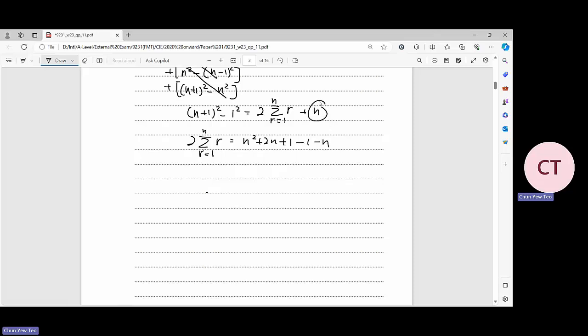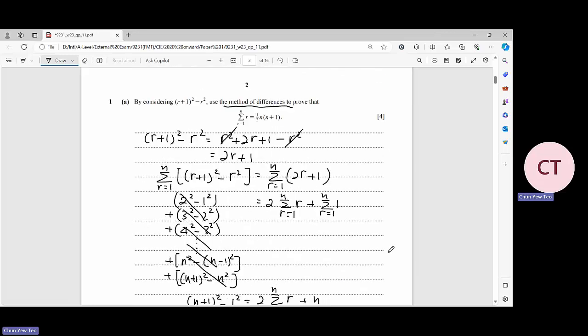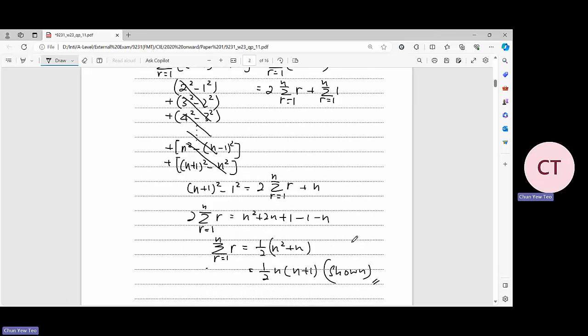You bring this n to the other side, then you get a minus n. After that, you simplify them. You will get the sum of r equal to half of n squared plus n. Factorize it. Shown. So this will be the answer for number 1A, just like that.